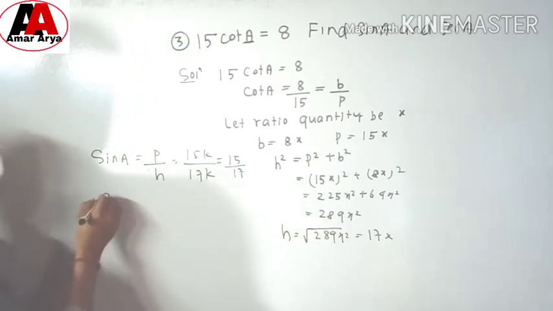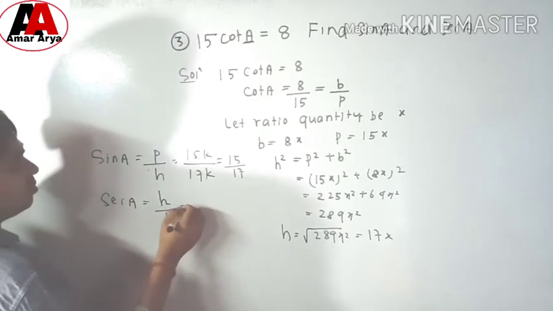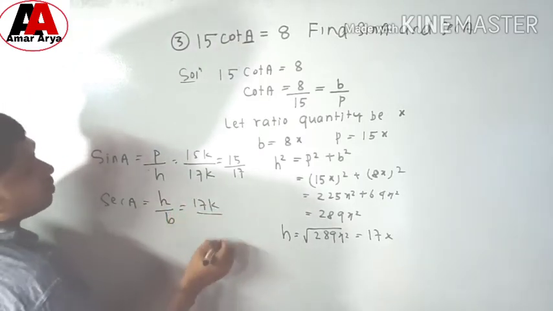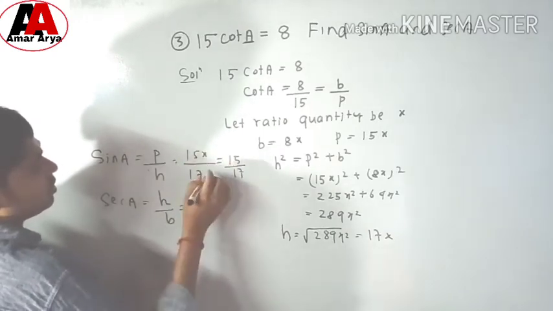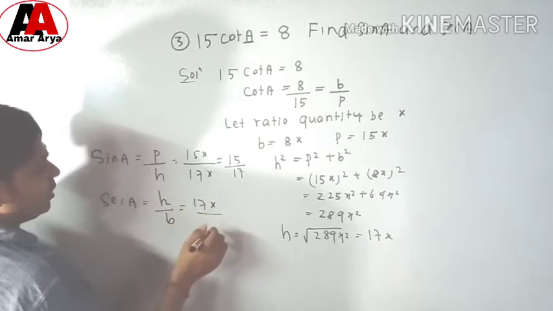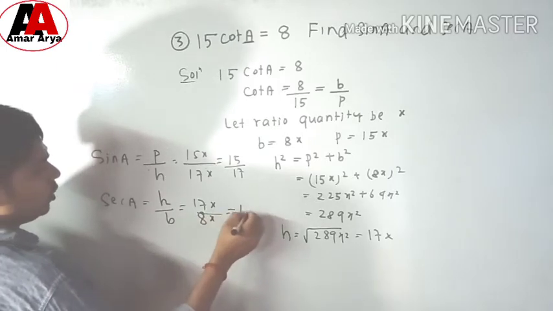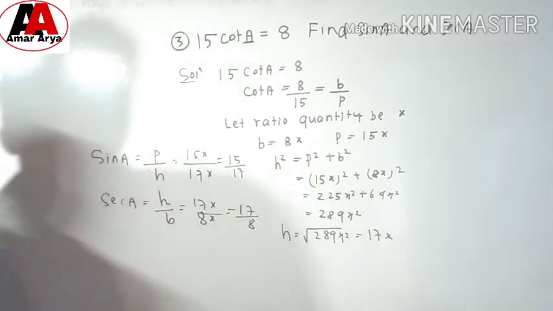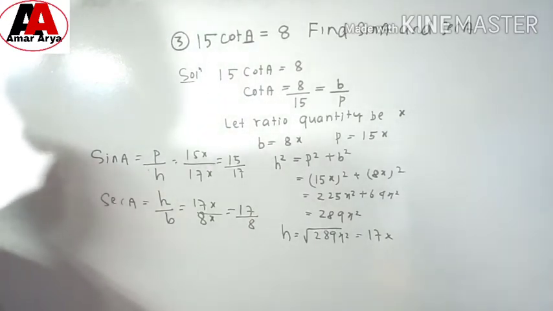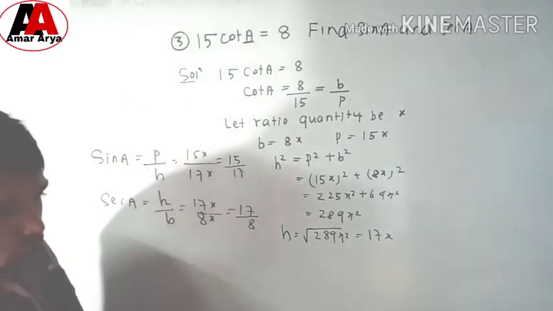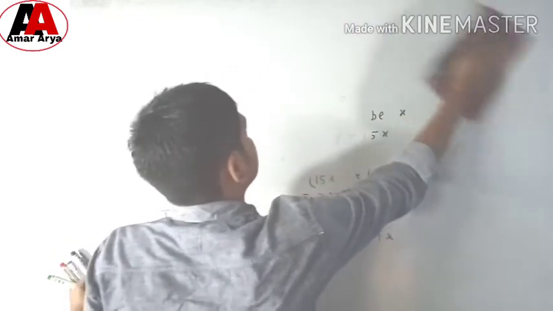Next, that is the sec A. Sec A means H by B, and H is 17x and B is 8x. Sorry, here is the x. So here is the 17 by 8. Okay, so the value of sec A, H by B, is 17 by 8. That is the answer. Okay, so we are going to solve the next question.